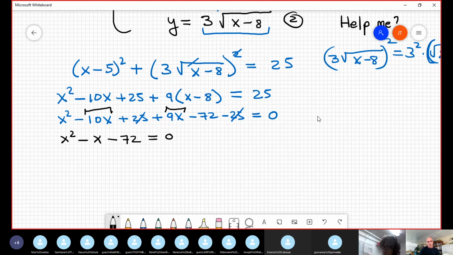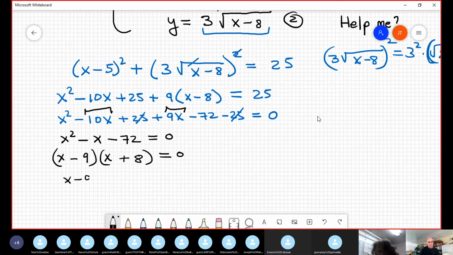Again, by factorization or quadratic formula. What do you think? By factorization is possible or impossible? It's possible. 8 times 9. Exactly. 8 times 9, 9, 8. What sign? Negative 9, positive 8. Absolutely perfect. The solution for the first factor is 9 positive. And the solution for the second factor is negative 8.